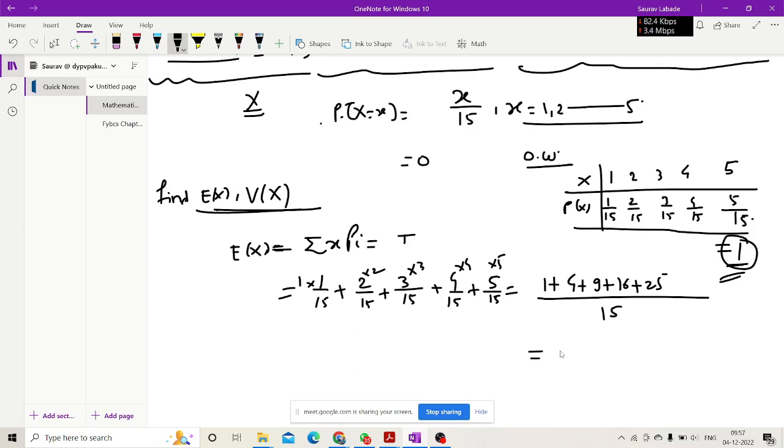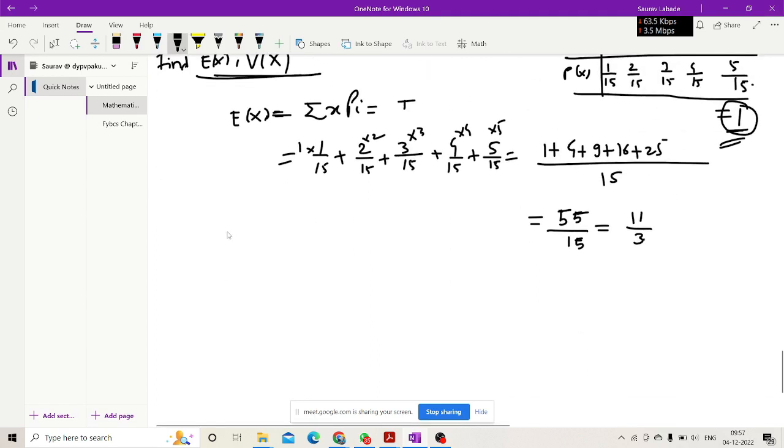Now tell me, what is the numerator? If you do the addition, what will it be? It will be 55. Okay, 55 by 15, and if we divide by 5, this will be 11 by 3. Okay, expectation was simple. Now variance.